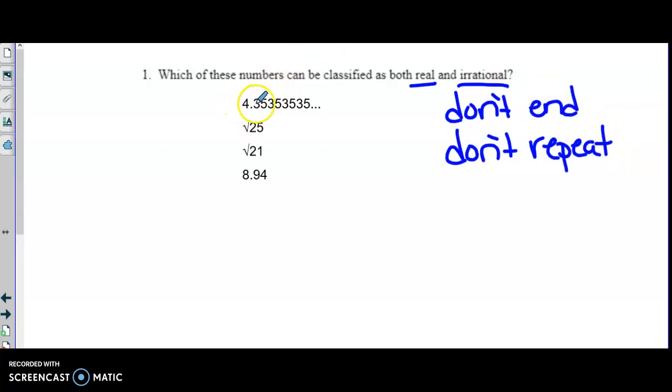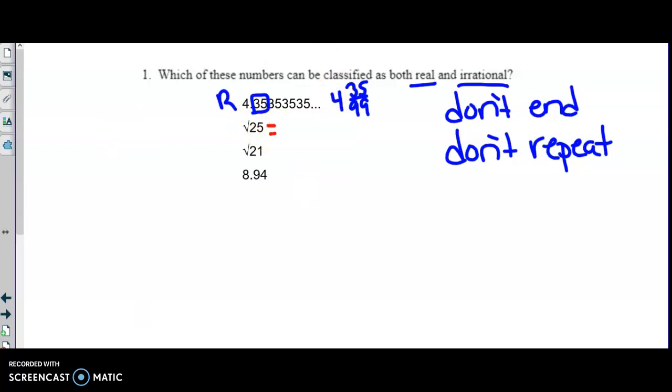So here we have 4.35353535 dot dot dot. The dot dot dot means that it does not end, but this one does repeat, right? And we learned just recently that we can write repeating decimals as fractions. So we have 35 that keeps repeating, so we could take 35 over 99. Since that can be written as a fraction, it is rational, and we're looking for irrational, so that is not our answer.